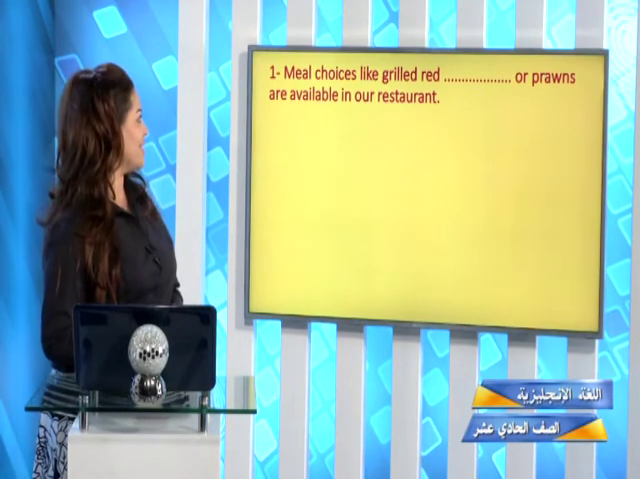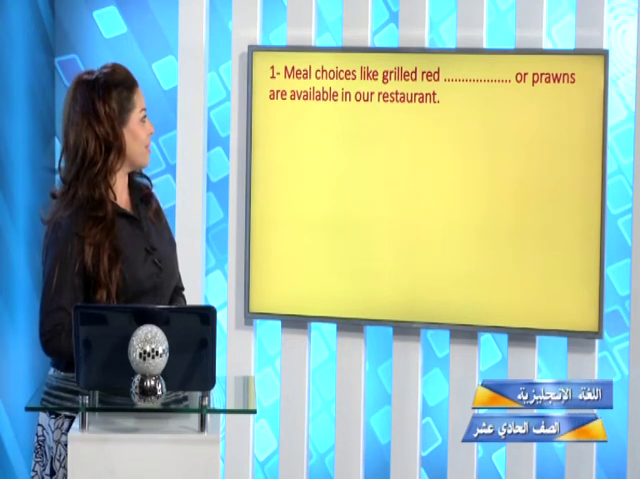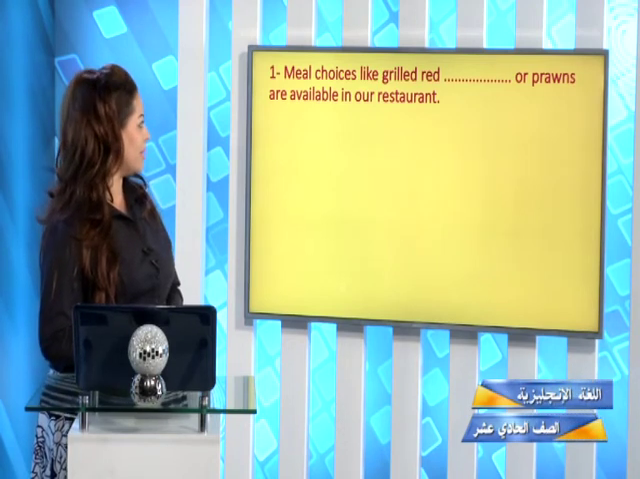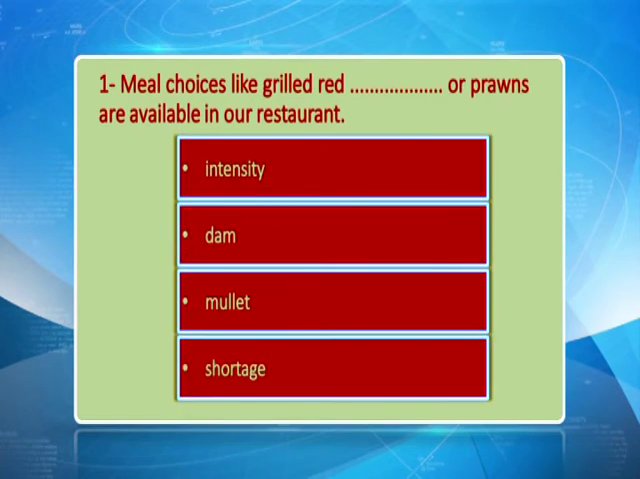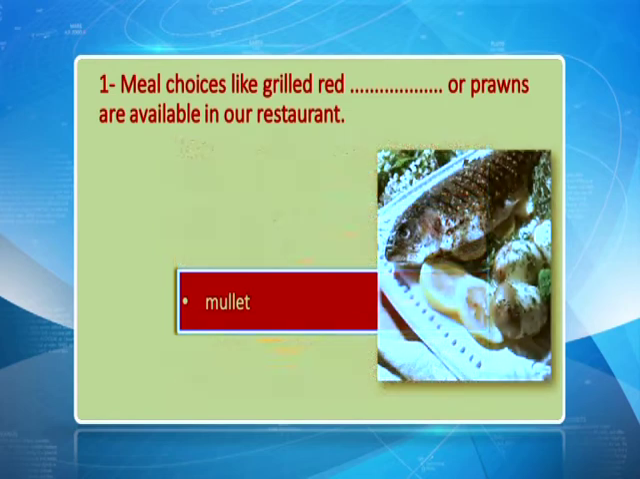Let's begin with our first question, which is: meal choices like grilled red or prawns are available in our restaurant. We have 4 different choices: intensity, dam, mullet, and shortage. What do you think is the correct answer? It's mullet. Well done. Meal choices like grilled red mullet or prawns are available in our restaurant.